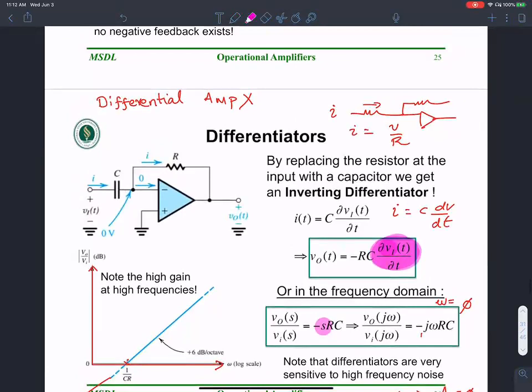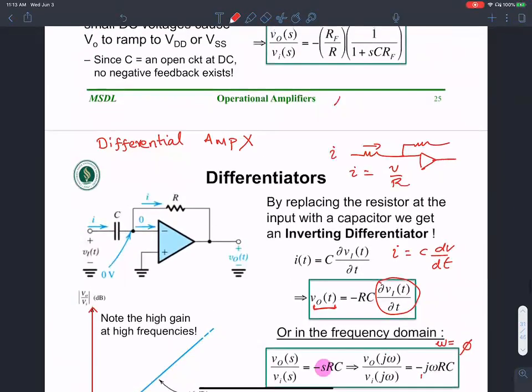As you can see, it is called a differentiator because the output voltage is the derivative of the input voltage. Earlier, in the differential amplifier, the V output was the gain times V input 2 minus V input 1. So the difference between the two inputs is amplified in a difference amplifier, whereas in a differentiator, the derivative of the input is amplified, and that's why it is called a differentiator. Does that make sense? Yes.